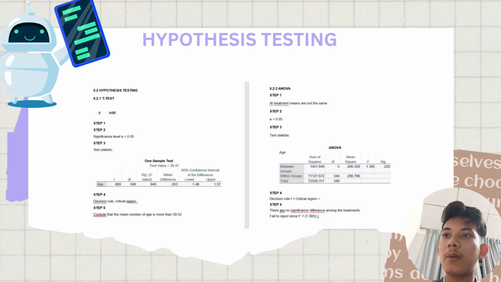5.2.2 ANOVA. Step 1, all treatment means are not the same. Step 2, alpha 0.05. Step 3, test statistic. Step 4, decision rule, critical region. Step 5, there are no significant differences among the treatments. Fail to reject.